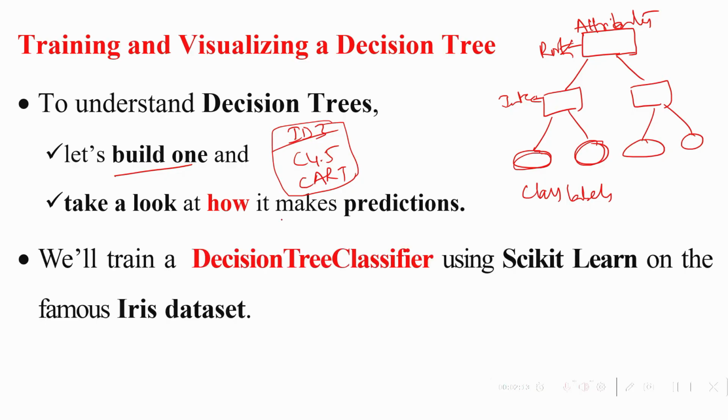We will train a decision tree classifier using scikit-learn. From scikit-learn, we are going to train the model with the help of the decision tree classifier. We are going to use the iris data set. That means we are going to train the decision tree classifier using scikit-learn on the iris data set. The iris data set is a standardized data set, and on this data set we are going to apply the decision tree classifier.